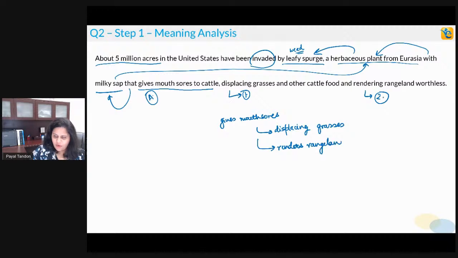Okay, now what's wrong with this whole scenario here? What's wrong with what I have written on the screen? Or do you think it's correct? What I've done is whatever the sentence is saying, I've simply transcribed that into a form that I can easily understand. That the milky sap gives mouth sores to the cattle, and that leads to displacing grasses and also rendering the rangeland worthless. So what's wrong with this? Is it logical? Yes or no?